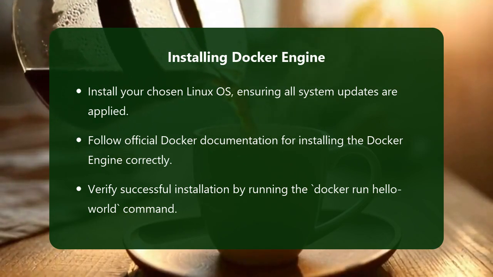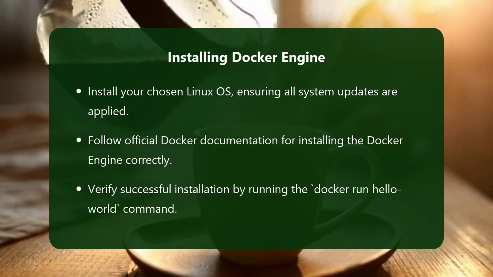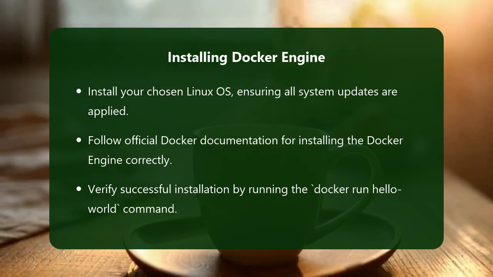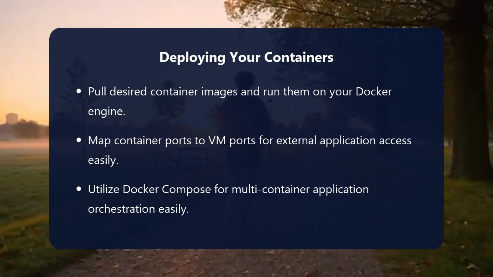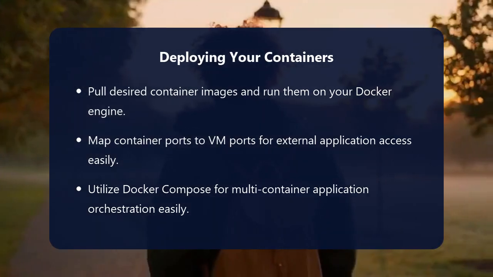Verify the installation by running docker run hello-world, which should pull and execute a simple test container, confirming Docker is operational. From this point, you can pull any container image from Docker Hub or a private registry and run it on your VMware-hosted Docker engine.